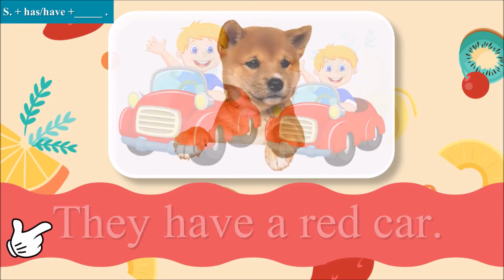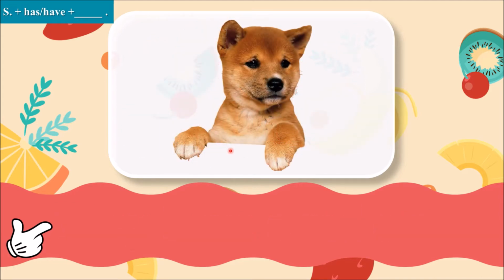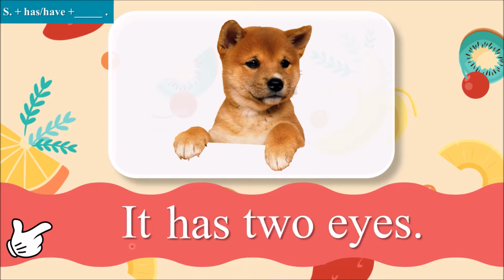Next, a dog. We use it. It is singular subject, and we use has. A dog has two eyes. In this picture, it has two eyes.